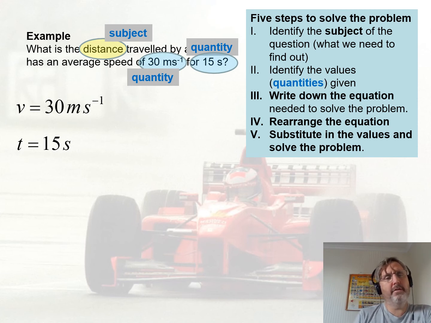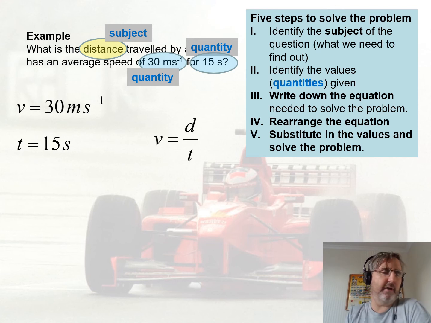We now go to the third step. We're going to use the equation to solve this problem. Now, to choose the correct equation, I have to realize that I've got the subject distance, which is d. I have 2 quantities, v and t, so I'm going to find an equation that has d, v and t in it. It's the only equation we've seen so far, but there are many others.